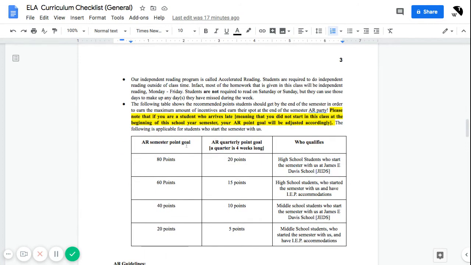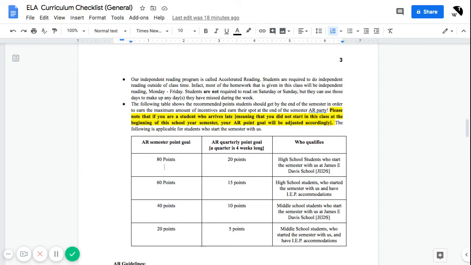But at the end of the day, just to explain to you what AR is, I'm going to show you a little bit of some of the different components on it. So every time that you read and you finish a novel, you earn a certain amount of points, and those are going to be part of the AR points. And please note that if you are a student that's just coming in, we will adjust the AR point goals that you need depending on what time you came in during the semester. But generally, if you started the semester with us, you'd have 80 points that you need to get.